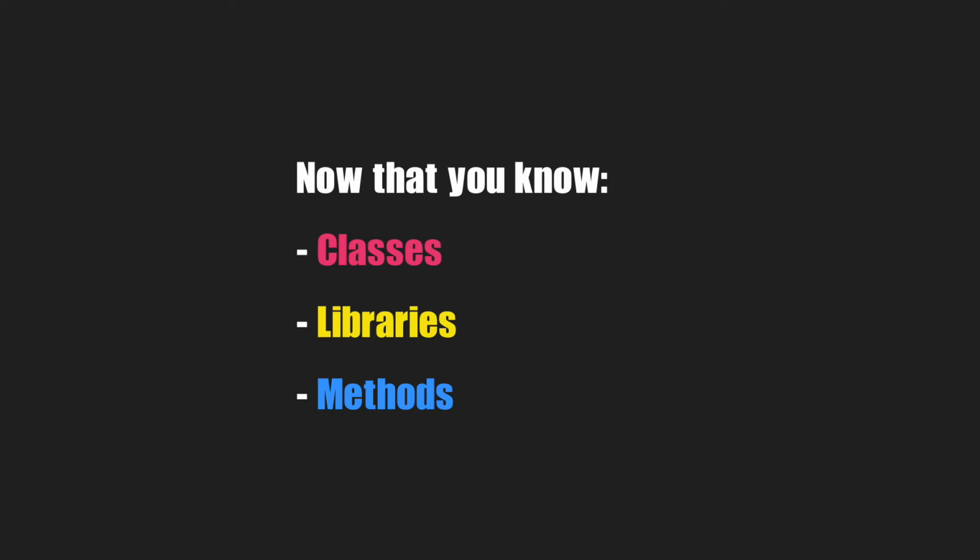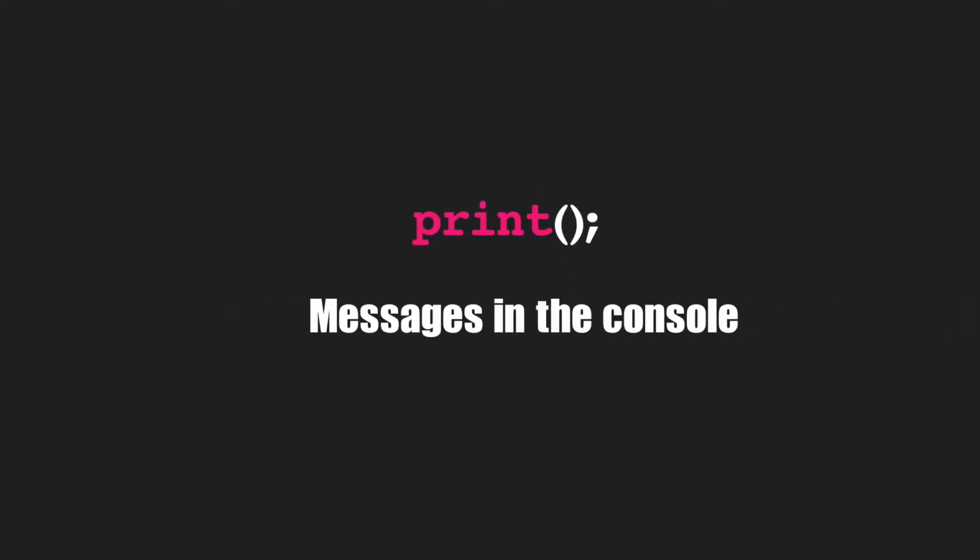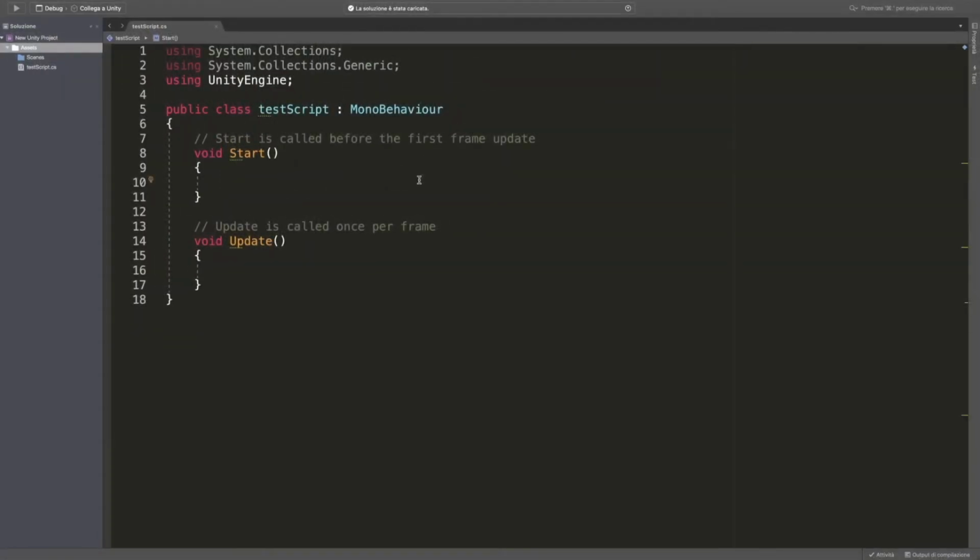Now that you know what classes, libraries and methods are, we can start with your first instruction, the print command. This is used to get messages in the console, and it's useful to learn how code works. So, in the void start, let's write print, parenthesis, double apexes, hello world, with a semicolon. Next to print, there are the parentheses, where you have to write the message that you want.